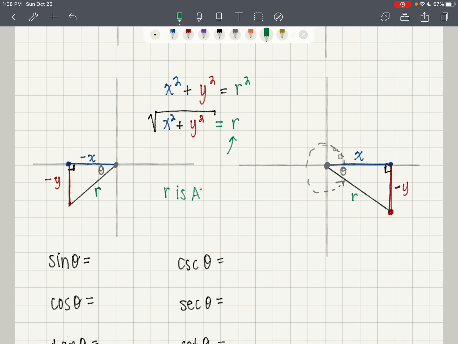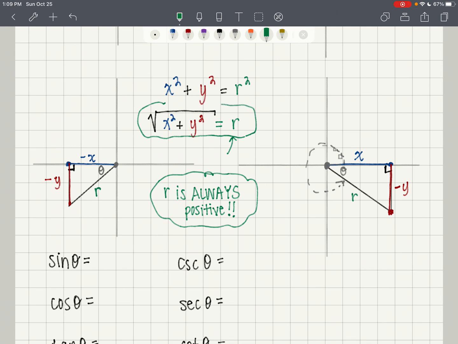R is always, I don't always like to say always, but in this case I'm saying always with a capital letter. Capital letters for all. That's yelling. It's so true. I want to just scream it from the mountaintops. R is always positive. Okay, so two important formulas. Well, one important formula, one important fact. R is equal to the square root of x squared plus y squared, and the important fact is that R is always positive.